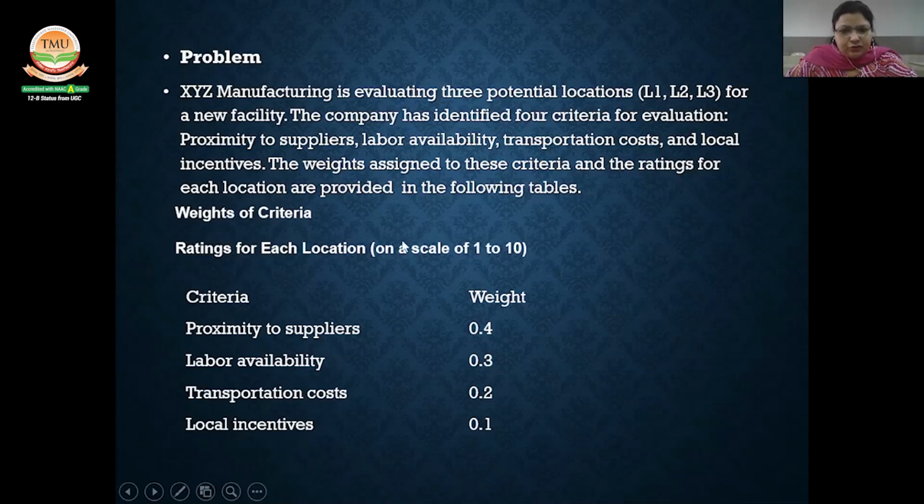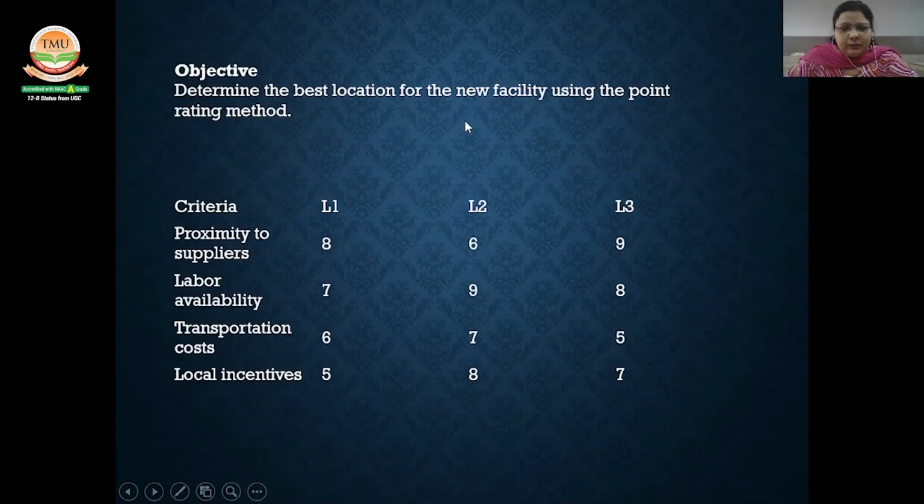And the rating of each location has been given from 1 to 10. Now determine the best location for a new facility using the point rating method. These are the points given on location 1. On location 1, proximity to supplier is 8, labor availability is 7, transportation cost is 6, and local incentives are 5.